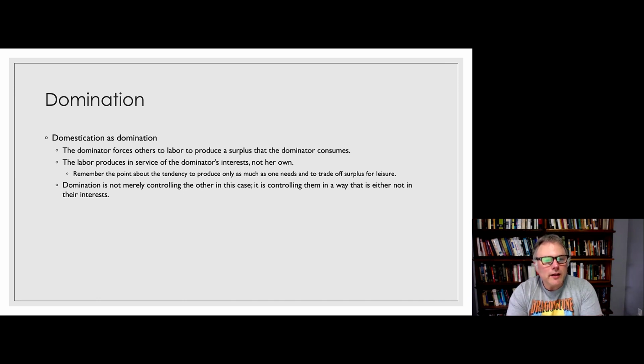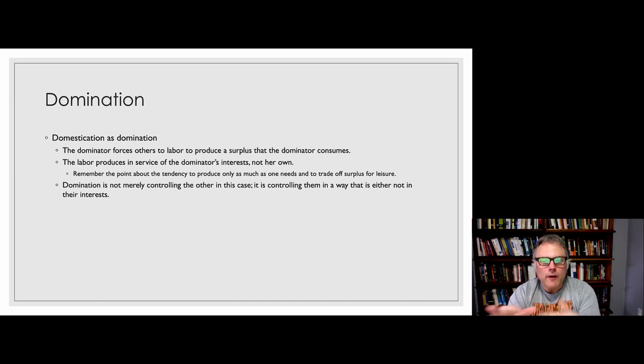So here we get a kind of relationship where one set of persons is able to force another set of persons to produce a surplus. This other set of persons, this laboring set of persons, this is key, they produce in service of the dominating class's interests, not their own. Because remember, those persons would not produce so much. They'd much rather trade off further work for the production of this surplus. Because, like most humans, they will trade off surplus for leisure if they could.